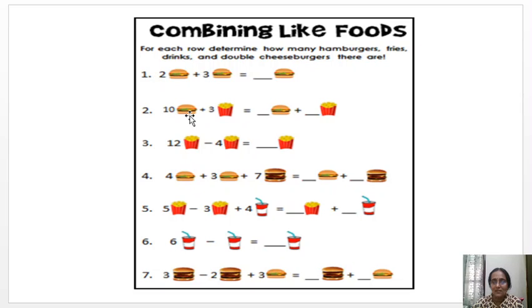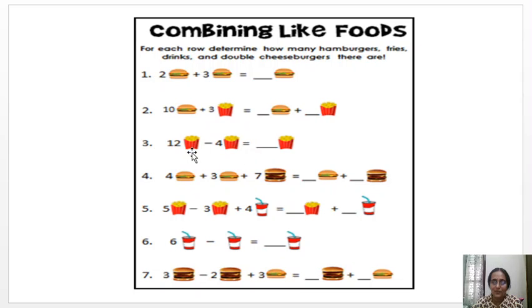There are 10 burgers and you have to combine the like foods. There are 10 burgers and 3 fries. How will you add up? They are different kinds of food. You cannot add 10 plus 3. You have to write 10 burgers plus 3 fries. The first sum, okay, we will go to the third sum. There are 12 fries minus 4 fries. You can subtract.